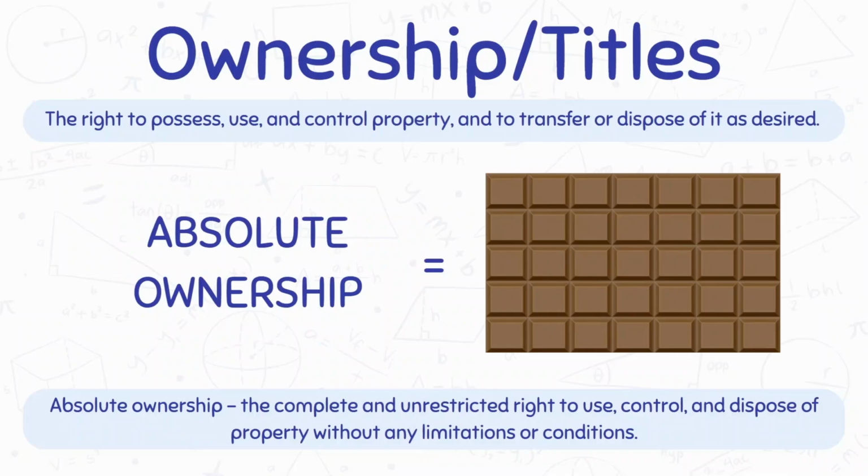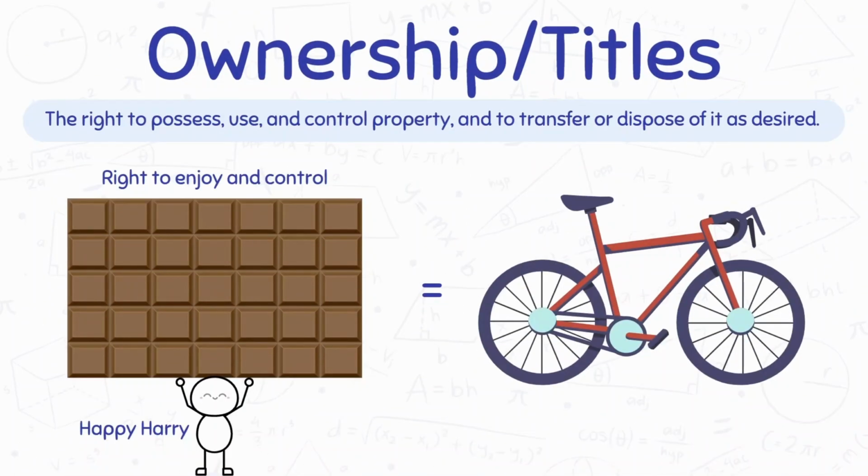So, this full chocolate bar represents the complete and unrestricted right to the use, control, and disposal of property without any sort of limitations or conditions, right? Now, imagine that this absolute ownership chocolate bar belongs to Happy Harry. So, Happy Harry is holding his ownership chocolate bar in his hands. He's so happy. He's the holder of the absolute ownership.